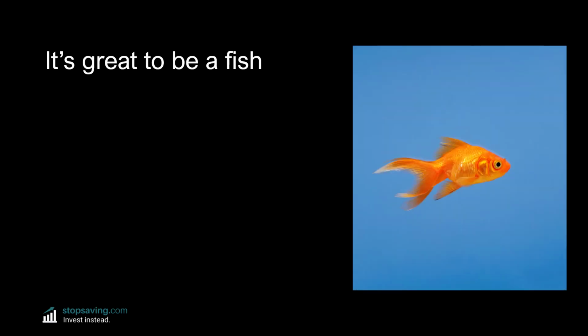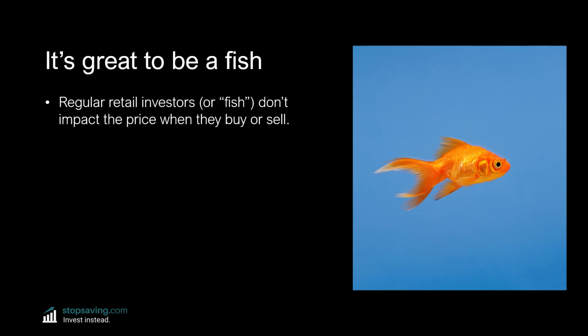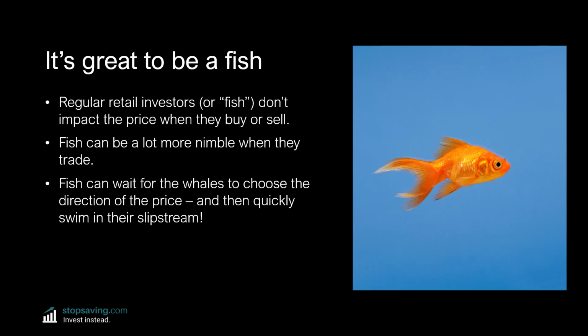While it can be tough to be a whale, the good news is that it can be great to be a small fish. Unlike big investors, small investors don't impact the price when they buy or sell. For example, you could buy half a Bitcoin, 1 Bitcoin, or even 10 Bitcoin on a crypto exchange, and you'd hardly move the needle. This means that as a small investor, you can get in and out of positions much faster and be a lot more nimble when you trade. And as we'll cover more in this video, fish can wait for the whales to choose the direction of the price and then quickly swim in their slipstream.